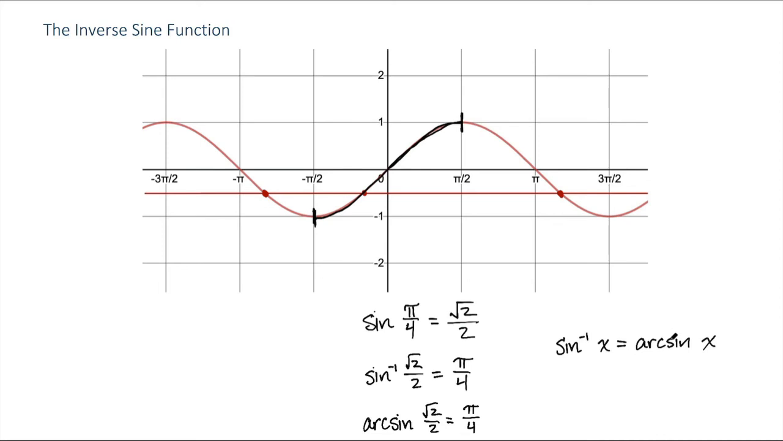Now, what's important to note is that when we are plugging a number into the inverse sine function, we're looking for the angle that gives us that. But because of this restriction that we placed, it's only going to give us the angle between negative pi over 2 and positive pi over 2. So there are actually a lot of angles whose sine is equal to root 2 over 2, but the inverse sine will only give us one of them, the one that's in this range between negative pi over 2 and pi over 2.